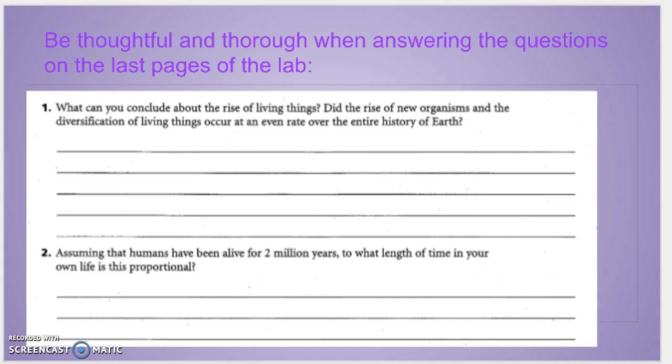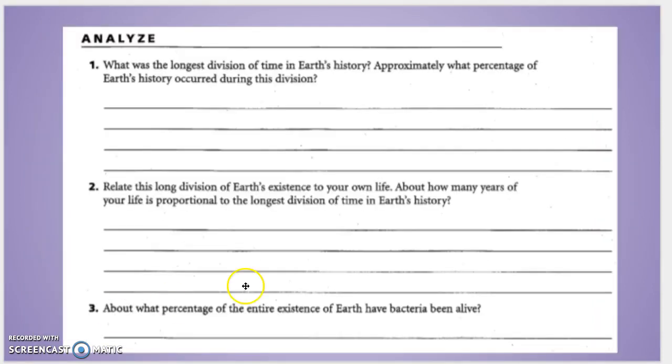And then assuming that humans have been alive for 2 million years, to what length of time in your own life is that proportional? Is that like 4 years of your life, or is that like a couple of months, or what is that in proportion to your life? Look at the timeline to answer that.